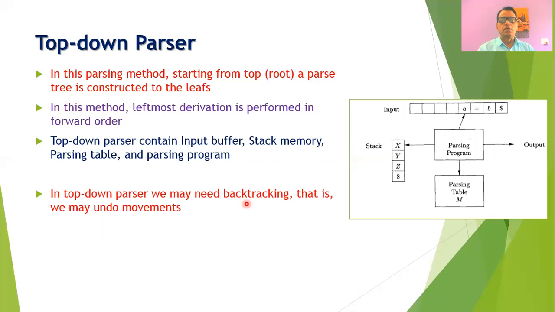Top-down parser suffers from certain problems. For example, in top-down parser, we may need backtracking. Backtracking means, suppose there is a production rule which has two alternatives, and you follow the first alternative, and if you are not able to reach the input string, then in such a case you need to backtrack all the symbols. That is, you need to undo the movements, since you have to try another production rule available in the grammar.